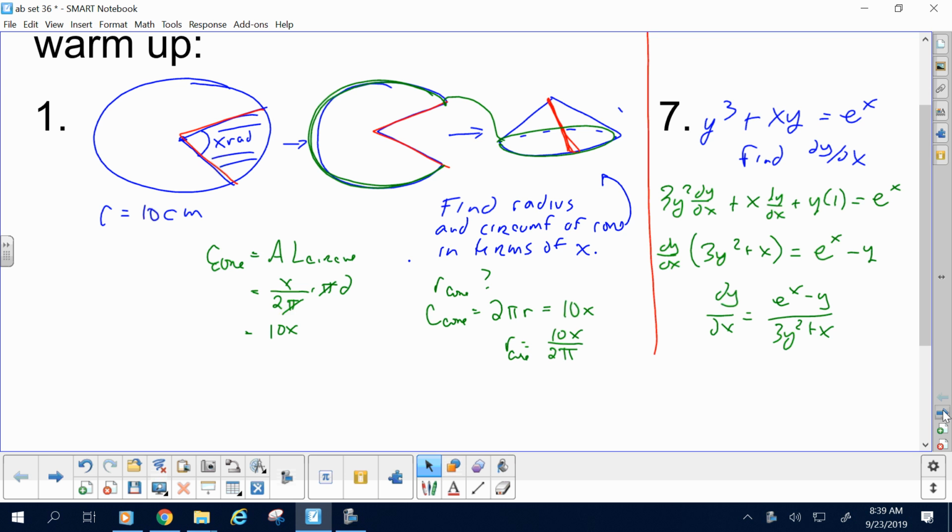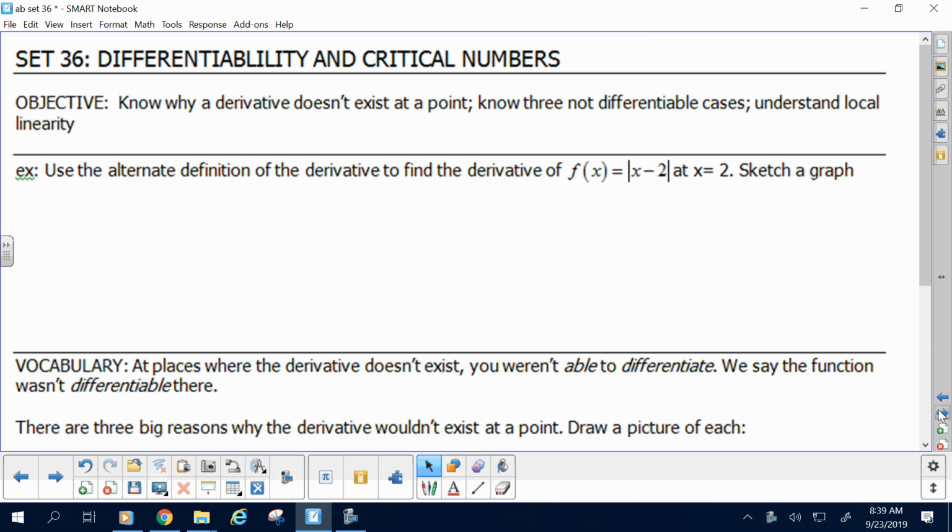Hopefully, today's critical numbers. Unfortunately, you can't do critical numbers unless you know differentiability. So again, I have to teach a little out of order. Differentiability has to come first. There are some times when a derivative doesn't exist. Actually, 3 times when a derivative doesn't exist. You need to have those down cold, be able to deal with problems where derivatives don't exist and make it so the derivative exists, and then also prove the derivative doesn't exist. Lots of different stuff going on here.